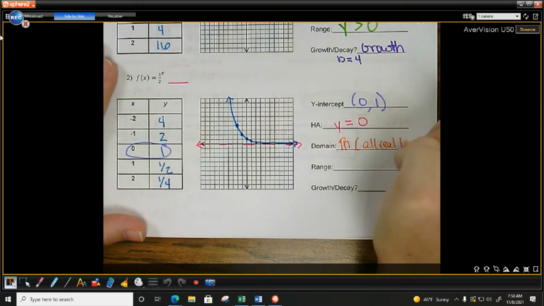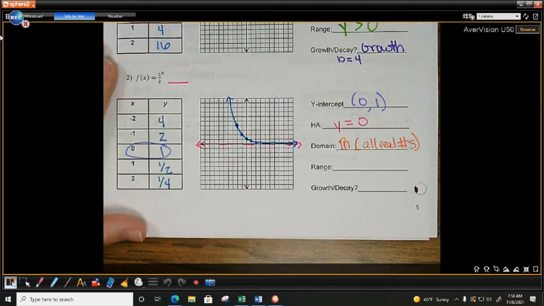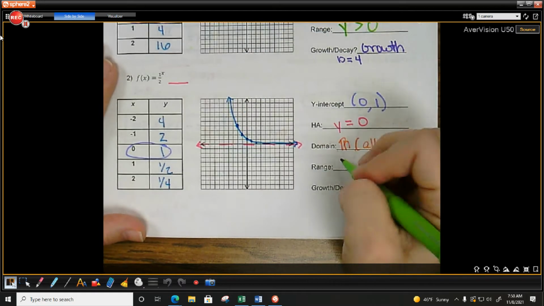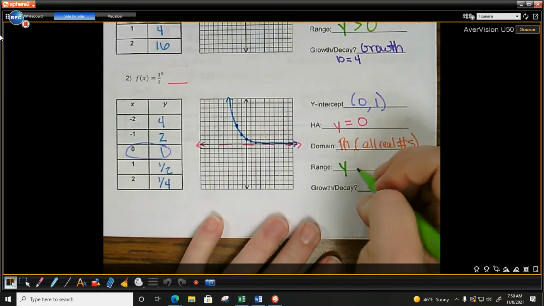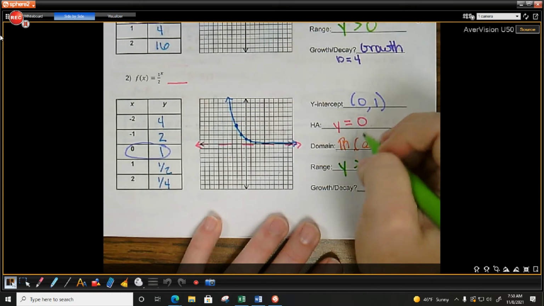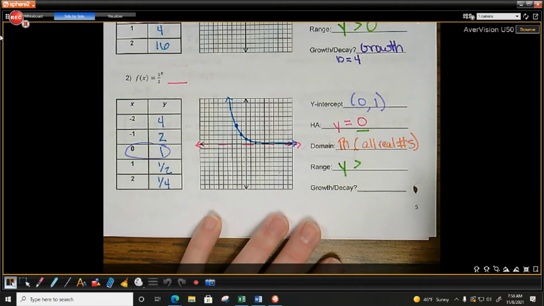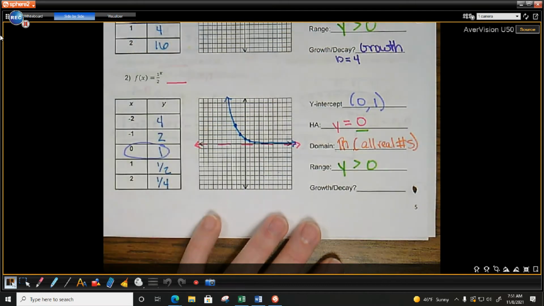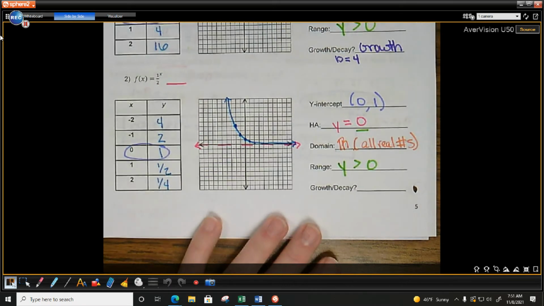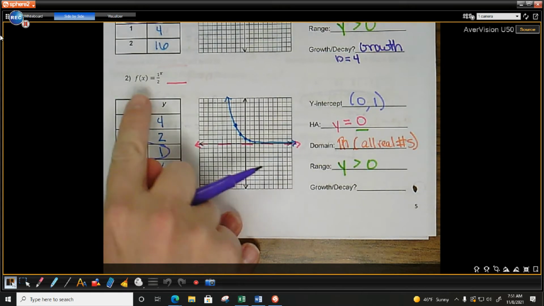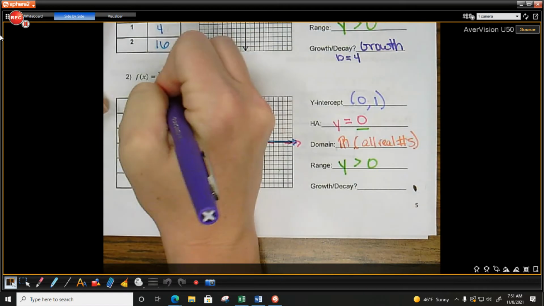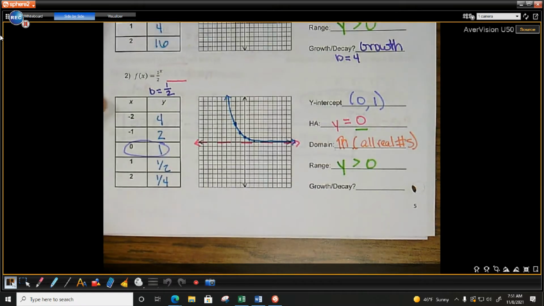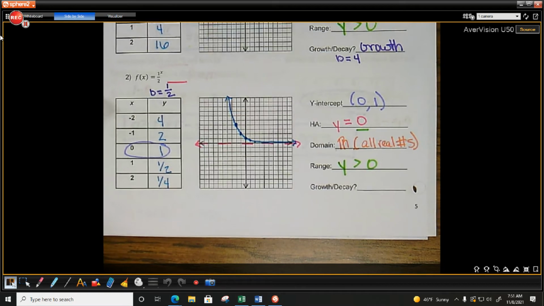Okay, your range. You do have a restriction on your range. Range is y. Am I above or below that horizontal asymptote? Up. This arrow is going up, so it's greater. And then remember, it's the same value as your horizontal asymptote, which is 0. Now here, what's my b value? What's the b? 1/2. So is this a growth or a decay? Because it's less than 1, this is a decay.